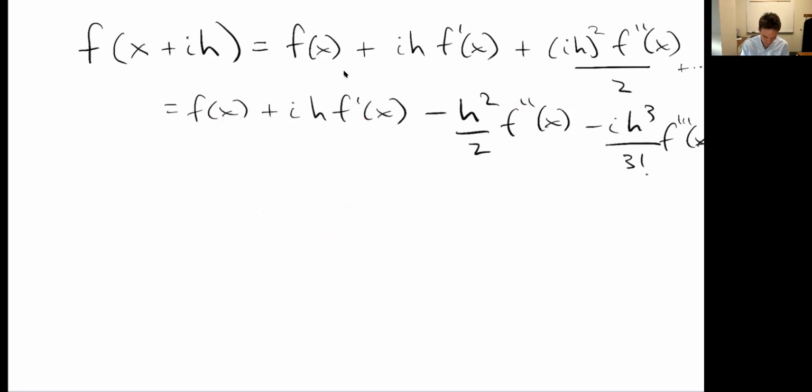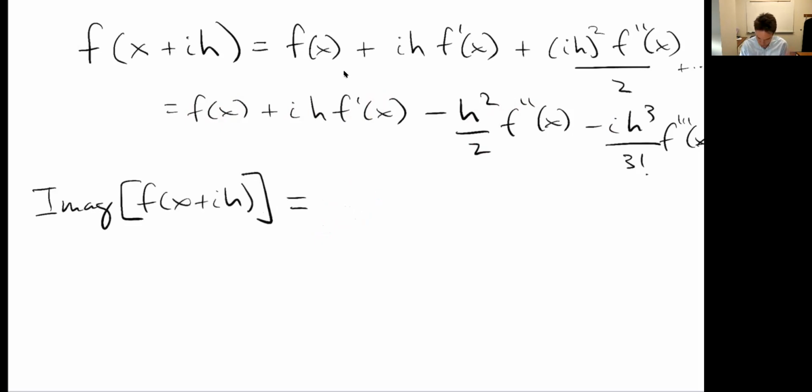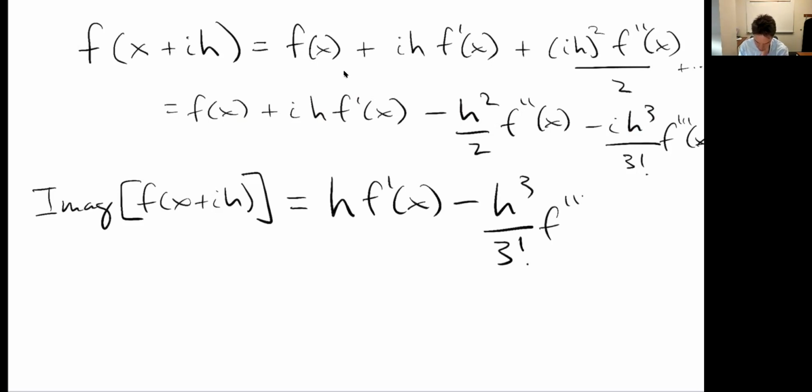So let's do that. f is just some generic function, so I'm just going to have to write it this way: the imaginary part of f of x plus ih. I don't know what that is. But on the right-hand side, this goes away because that's real. This is real, that goes away. So I'm just going to pull out this and this, right? That's the b part of a plus bi. So I have h times f prime of x minus h cubed over 3 factorial f triple prime of x.